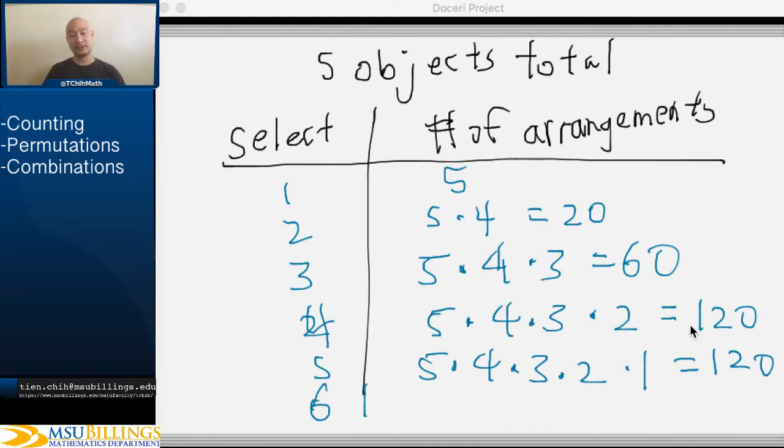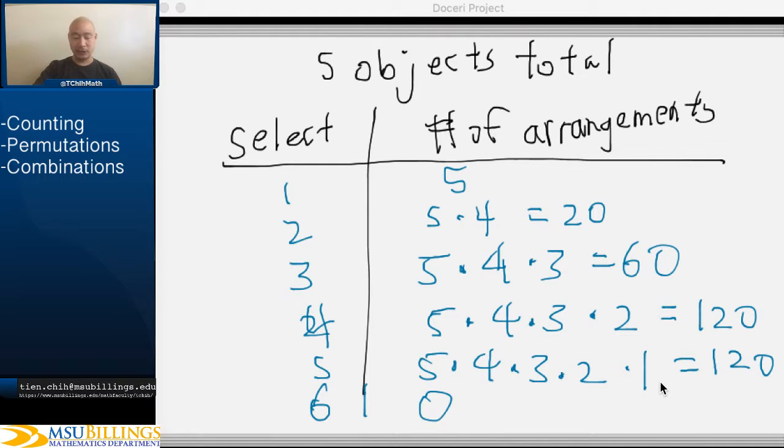What about 6 objects? Well, you can keep playing this pattern out if you want. You could say 5 times 4 times 3 times 2 times 1 times 0, which is 0. But it's kind of obviously 0, isn't it? Right? Like if I have 5 objects, how am I going to pick 6 of them? That just doesn't make any sense. So 0 is clearly the right answer here.